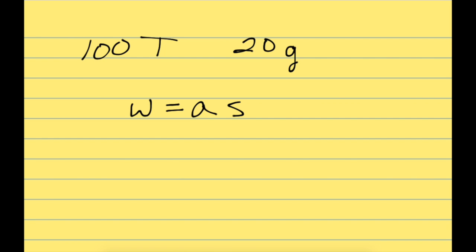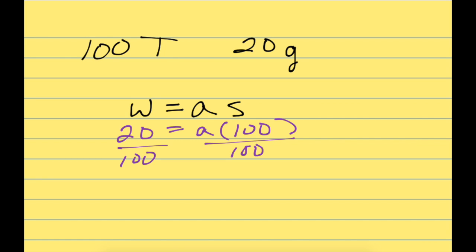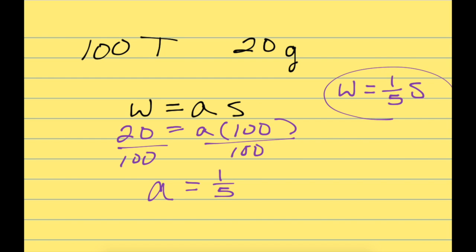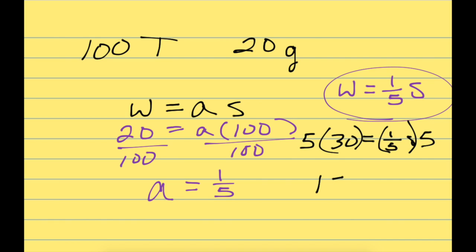So let's use those numbers that were given. 20 gallons of water for 100 tablespoons of salt. If we divide both sides by 100, we find that our constant of variation is 1/5. So we have W equals 1/5 S. Then we want to know how many tablespoons of salt should be added to a 30-gallon saltwater fish tank. So if we put in 30 for W, because we're looking at an amount of water, and we multiply both sides by 5, we find that for a 30-gallon fish tank we need 150 tablespoons of salt.